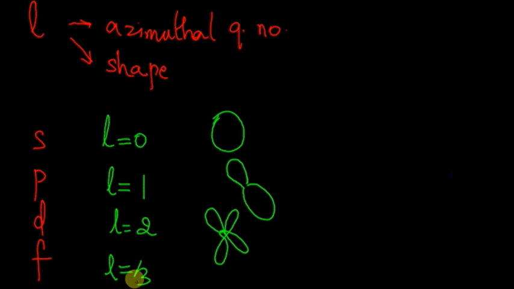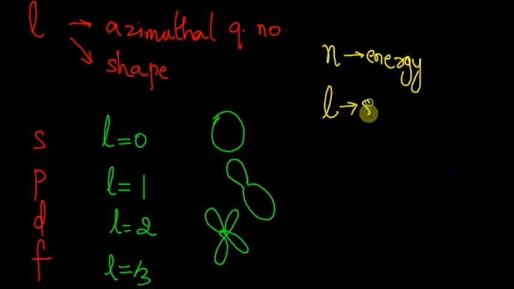So right now, we have talked about two quantum numbers. The principal quantum number, which talks about the energy of a shell, and the azimuthal quantum number, which talks about the shape of the orbital in the shell. Now, the next question is, how are these two related? Let us now discuss the relationship between n and L.